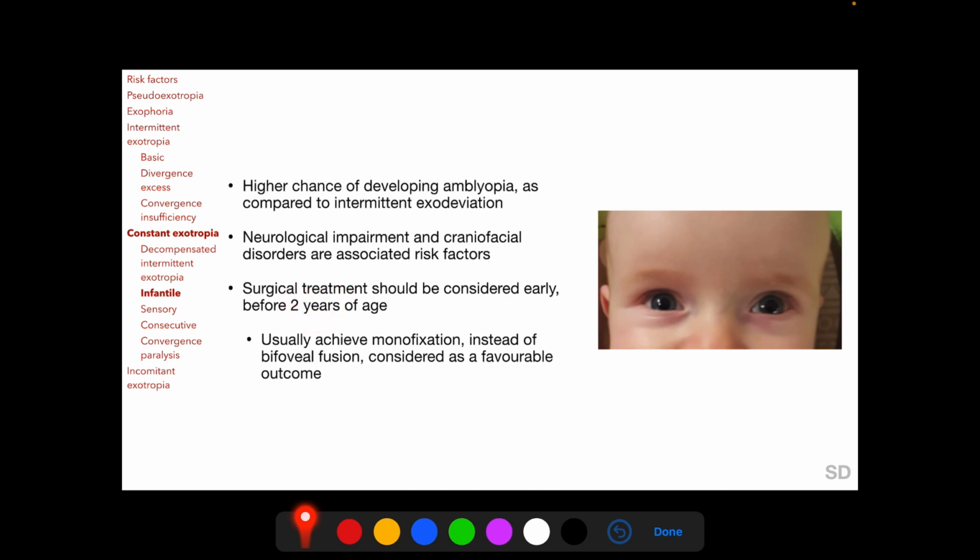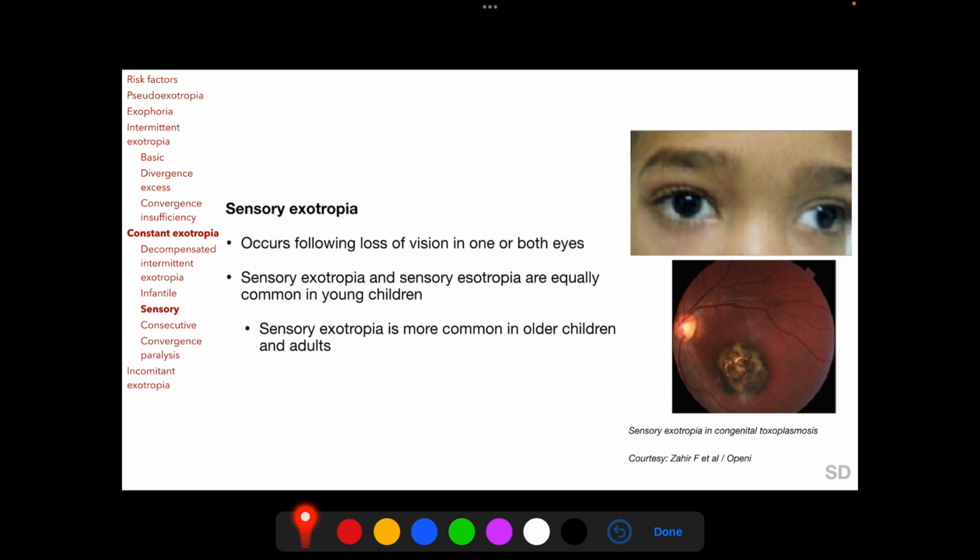And following surgical treatment, infantile exotropia patients usually achieve monofixation instead of bifoveal fusion, and this achievement of monofixation is considered a favorable outcome, as following surgical correction of infantile esotropia. Sensory exotropia occurs following loss of vision in one or both eyes.